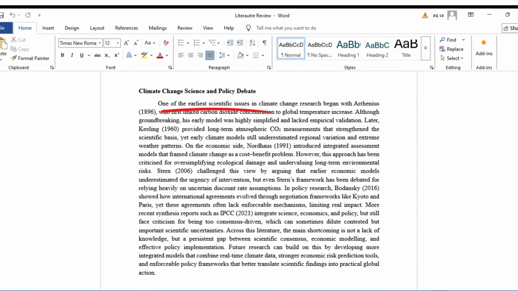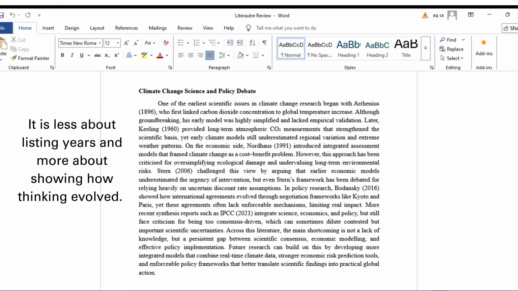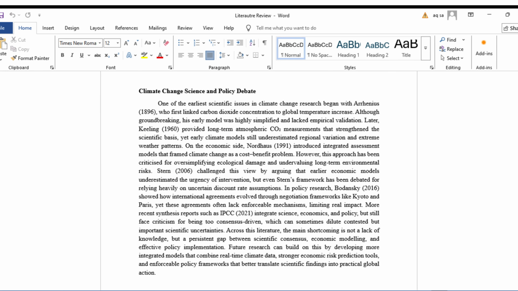Another way is to focus on how a specific issue changes over time instead of just following dates. In this approach, attention is given to how one problem or idea was understood differently at different stages. It is less about listing years and more about showing how thinking evolved. This makes it easier to explain how a topic has moved from simple explanations to more complex or modern interpretations.